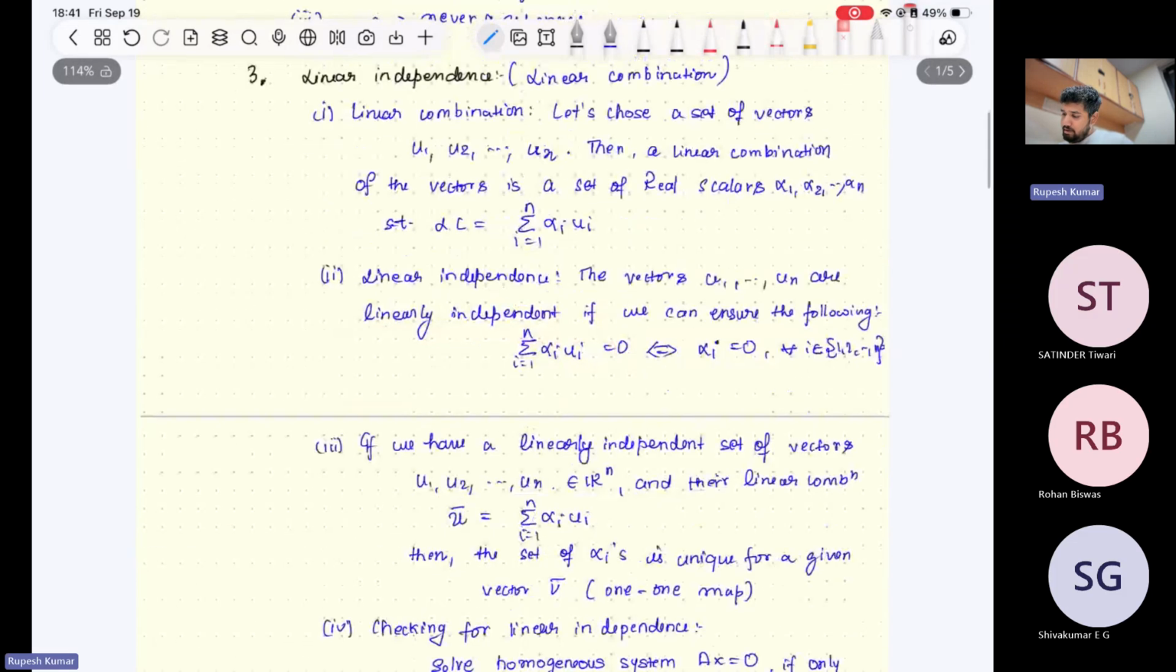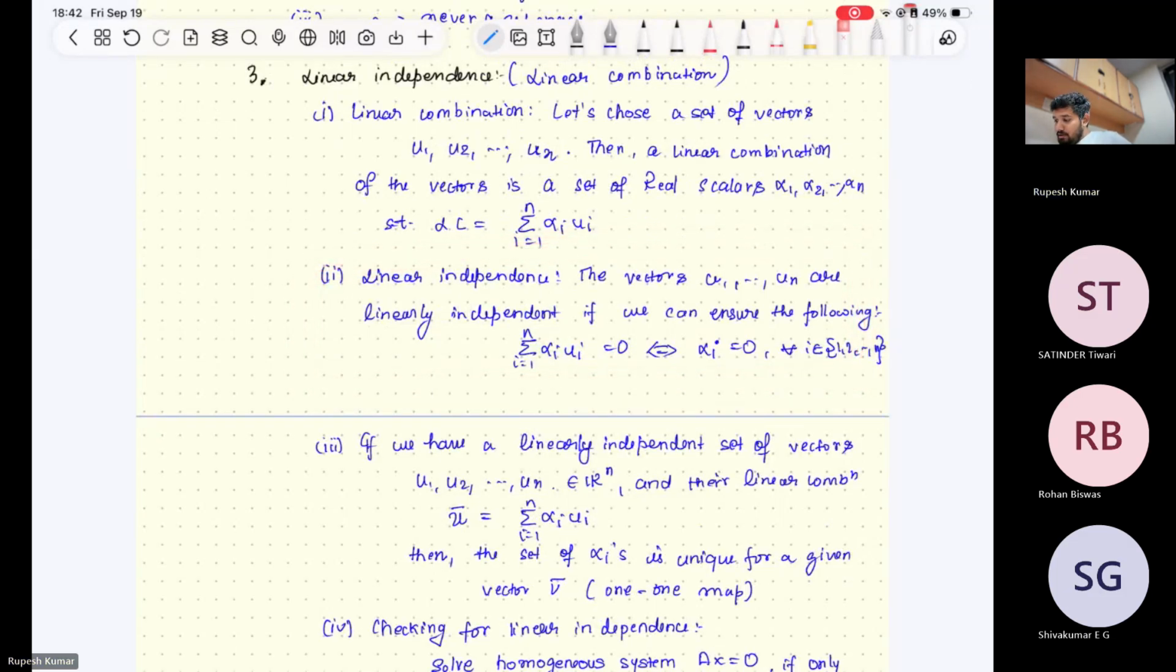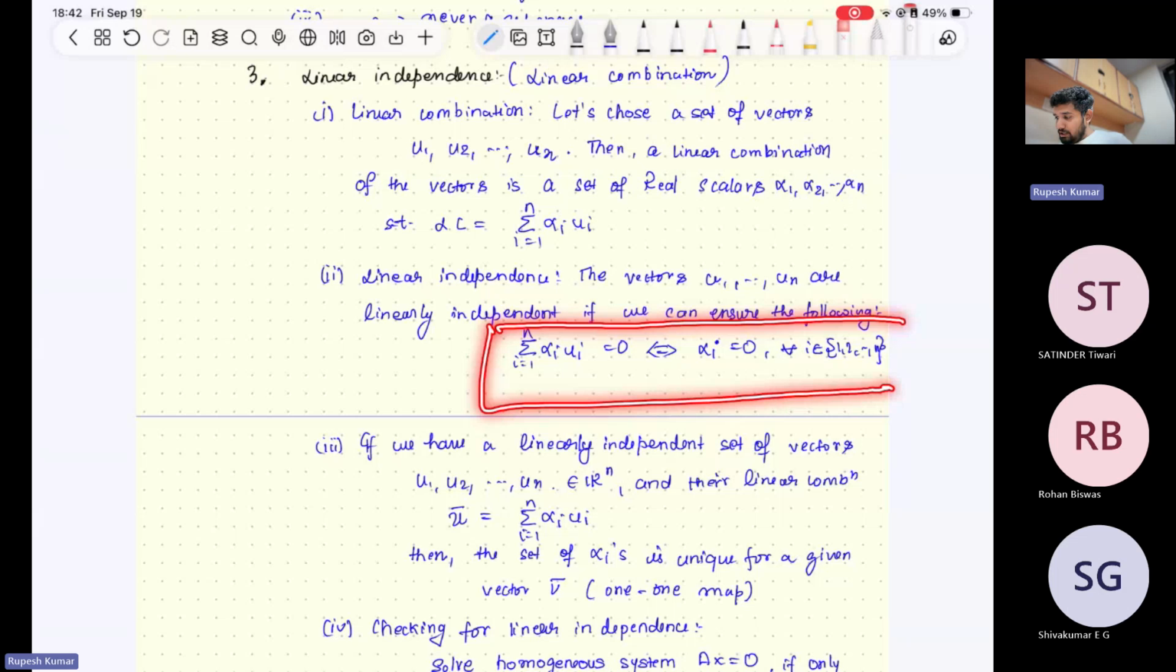Fine. Then what is the definition of linear independence? Again, you have a linear combination. They are linearly independent if and only if you cannot find any set of these scalar coefficients alpha such that the coefficients are non-zero but the total sum is zero. That is not possible. Is this clear?